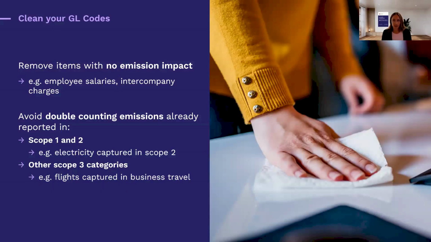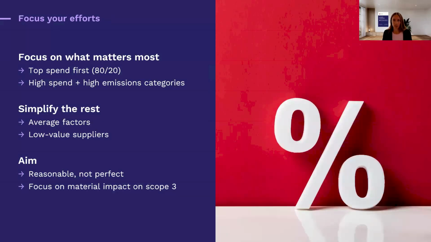Once you have a clean list of your GL codes, you usually start by focusing on your top spend. Quite often you see an 80-20 split, where a small number of categories account for the majority of your spend. This is where you should focus your effort. So try mapping those 80%, it might be 90%, it might be 75% for you, of high impact areas, large spend, quite exactly to your emission factors.